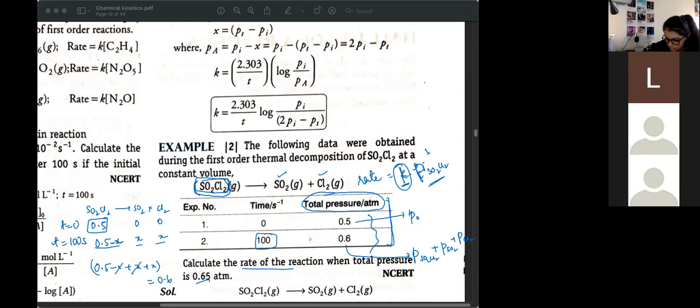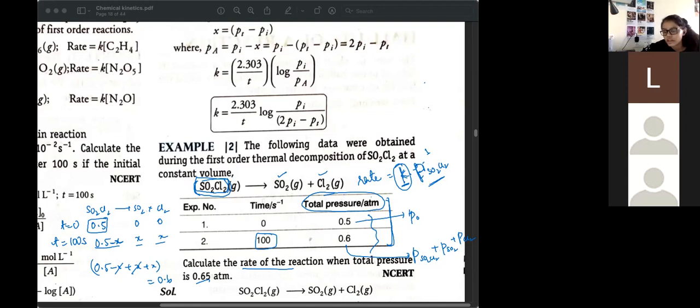You need to be careful when you're finding out the final thing also, because 0.65 is the total pressure. It's not of SO2Cl2. So again, you need to apply the same thing to find what is the partial pressure of SO2Cl2 when the total pressure is 0.65, and then do it based on that.